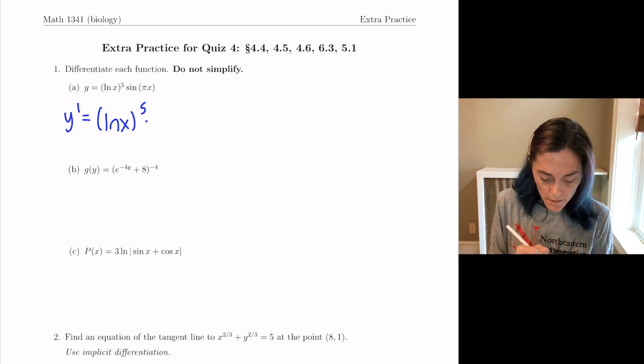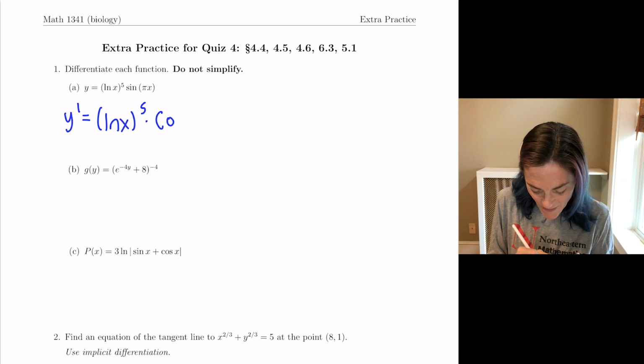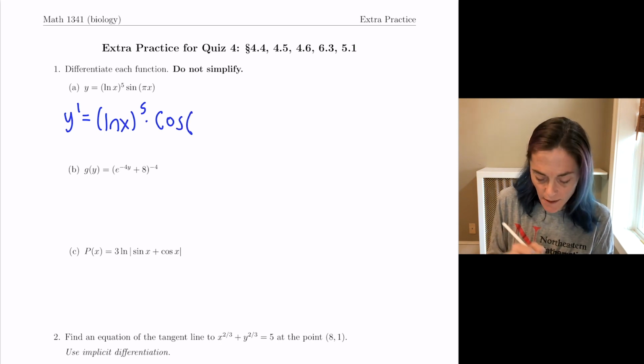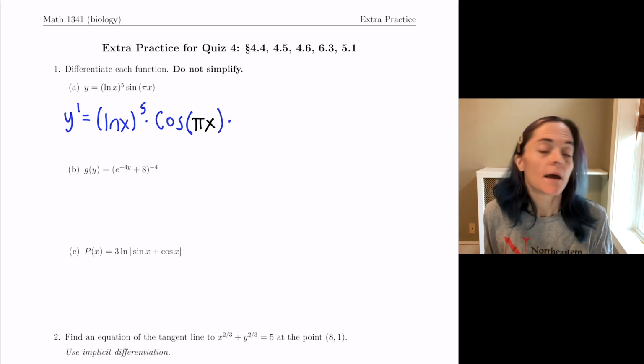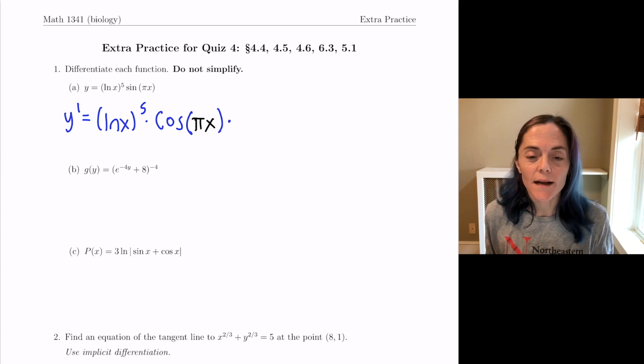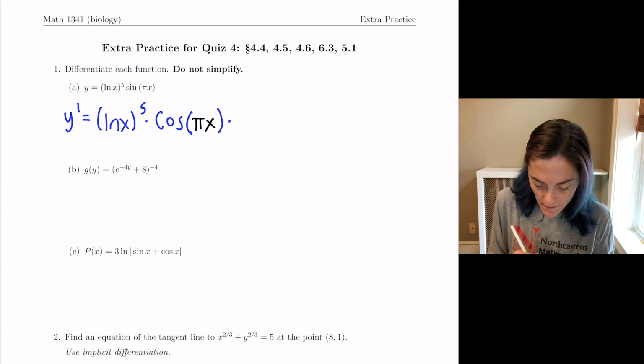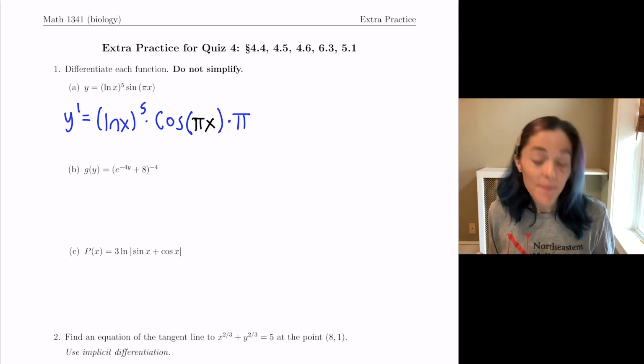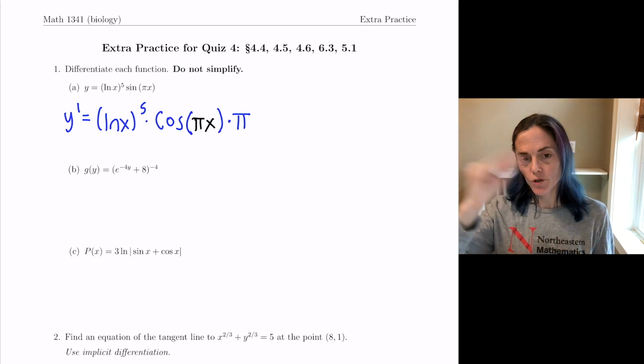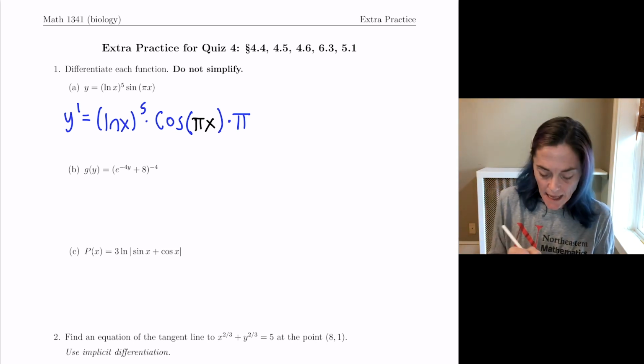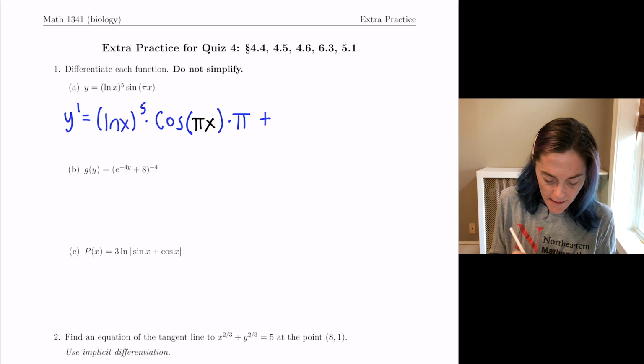Really, this is a chain rule. We take derivative of the outside, evaluate it at the inside, times, well, the derivative of the inside function, which is pi. Okay. I'm not finished. So far, I have first, derivative of the second, and then we put a plus, and we just copy the second.